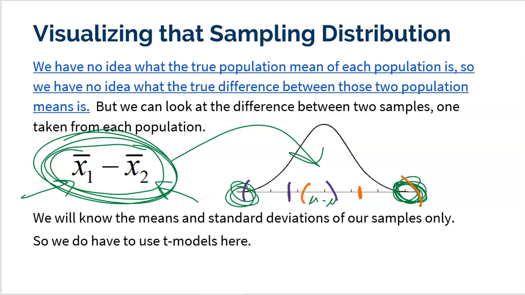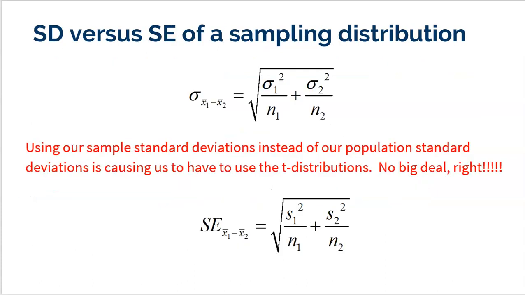So what we have to do moving forward is think about how we could build this interval. Now, the only things I know are the means and the standard deviations of my samples. So we are going to have to use the t model here. I can't use standard deviation because remember, I don't know the population standard deviations. The only thing I do know is the standard deviation from my first sample and the standard deviation from my second sample. So I'm going to have to use standard error here, which is the same formula. All I'm doing is replacing the population standard deviations with my sample standard deviations. And all this means is that the sampling distribution I'm trying to envision is going to follow the t model.